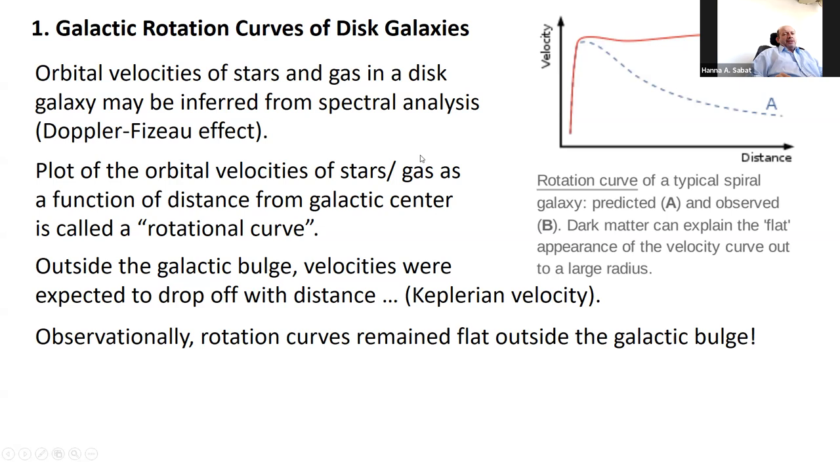Here came the idea of dark matter. It was suggested that in order to explain how this happens, there should be extra material, something that we cannot see, invisible matter, that gives rise to this discrepancy between theoretical calculation and observations.